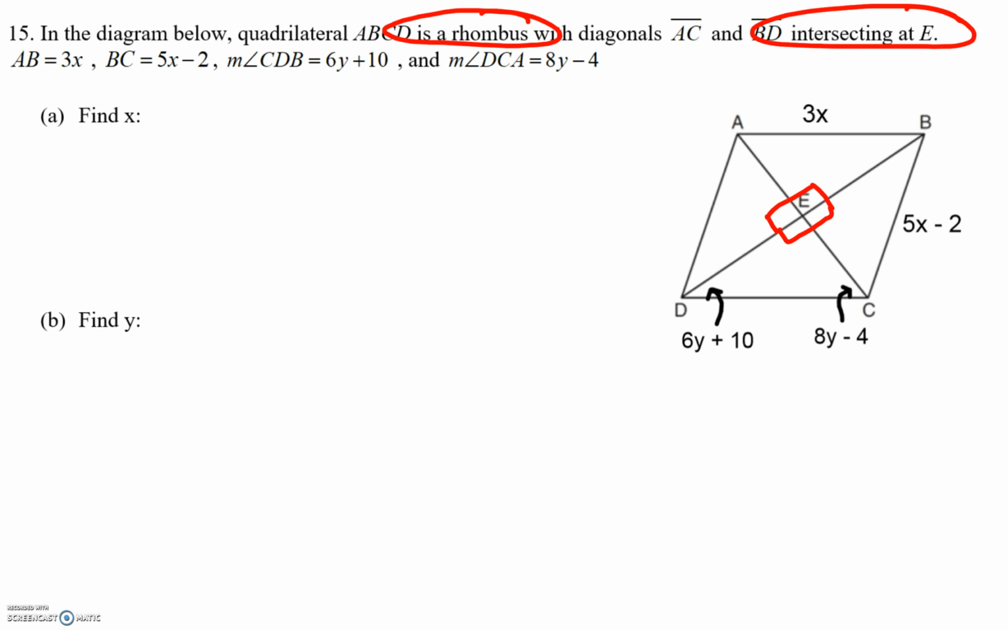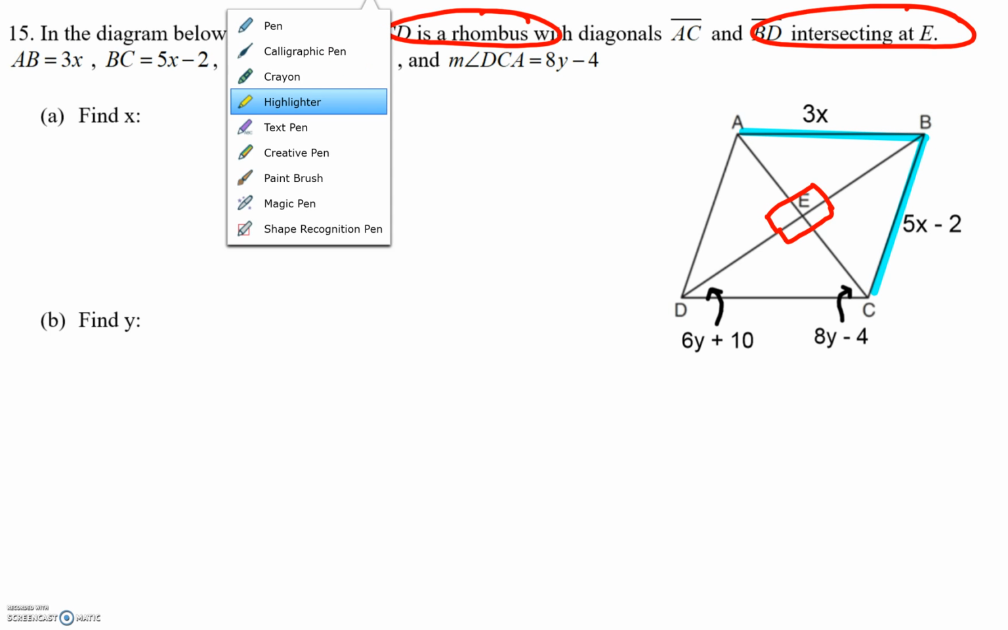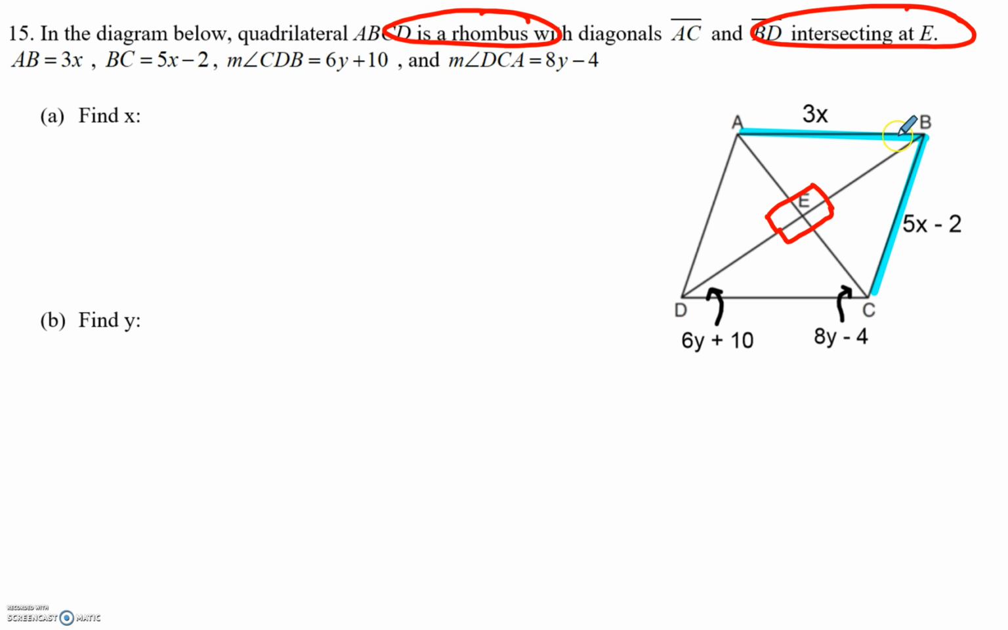AB is equal to 3x, BC is equal to 5x minus 2, the measure of angle CDB is equal to 6y plus 10, and the measure of angle DCA is equal to 8y minus 4. Part A says, find the value of x. So locate in your diagram where there are x's. We have an x here and an x here. So looking at our diagram, we should notice that the x's are dealing with sides. What do we know about sides of a rhombus?